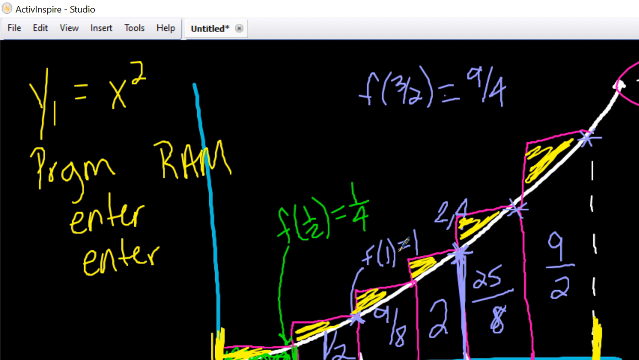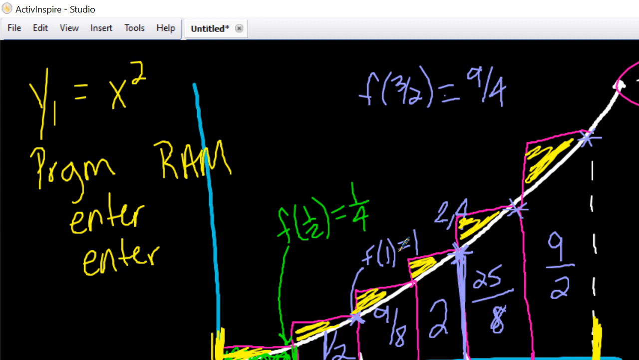So for me, would the number on top of the sigma be 6? Yes, I'm pretty sure. The right endpoint is what? 3. Because that's what you're spanning. You want the area from 0 to 3. Good on that? All right.